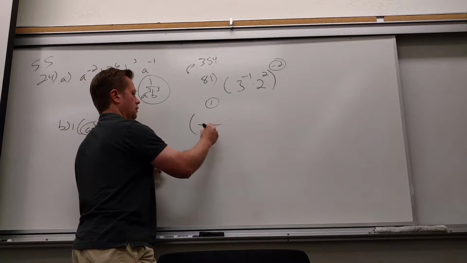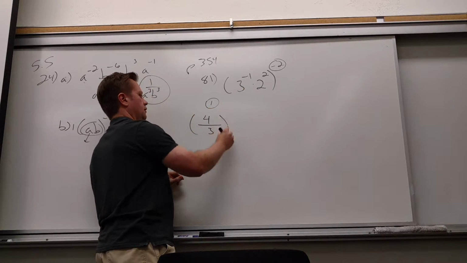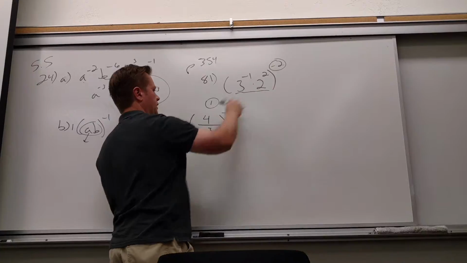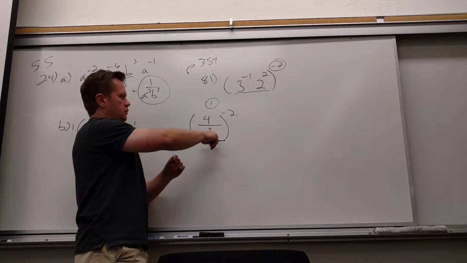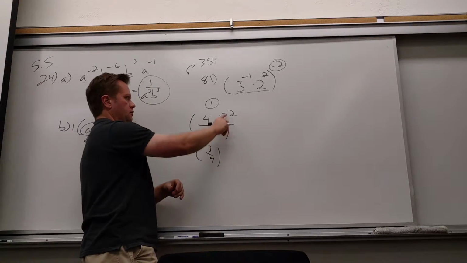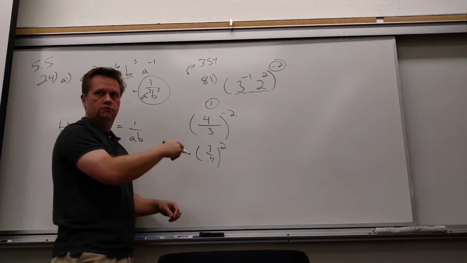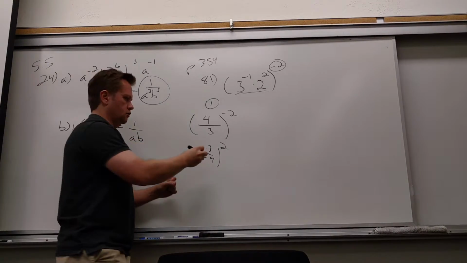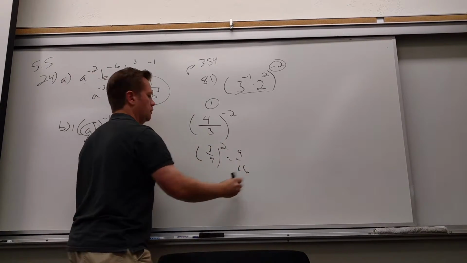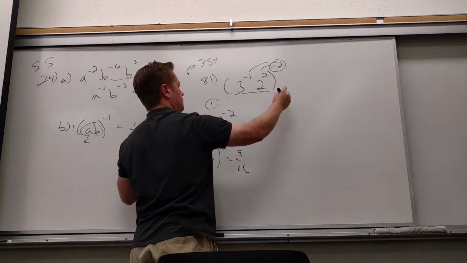And what's 2 squared? 4. Then 3 over 4. So I simplify the inside first, and then flip it, and then square. 3 squared over 4 squared. 9 over 16. The other way to do it is to bring this in first.